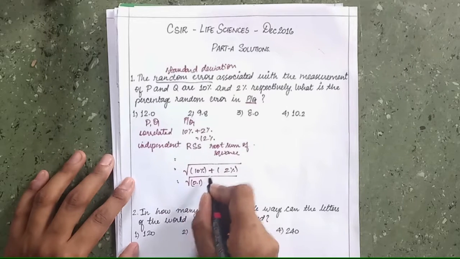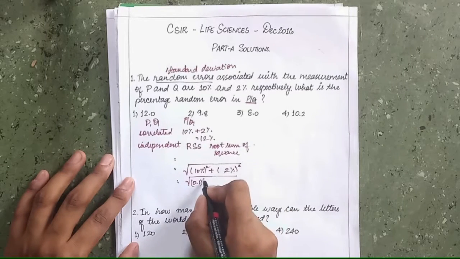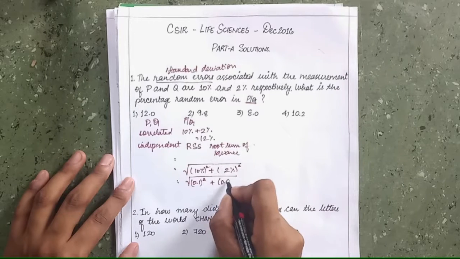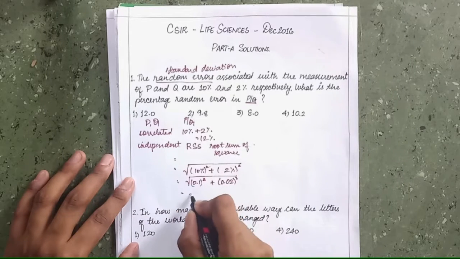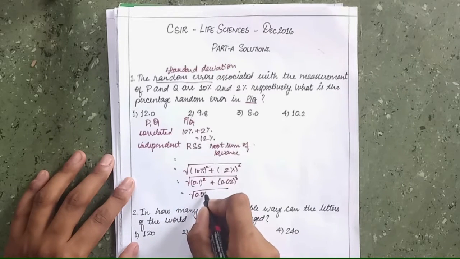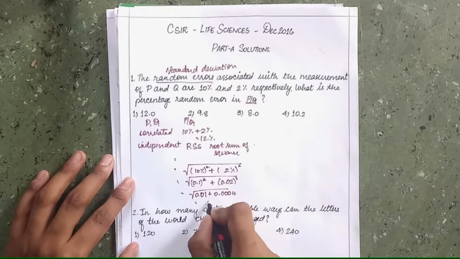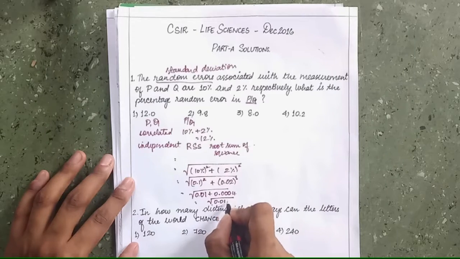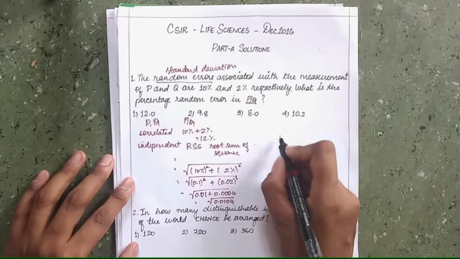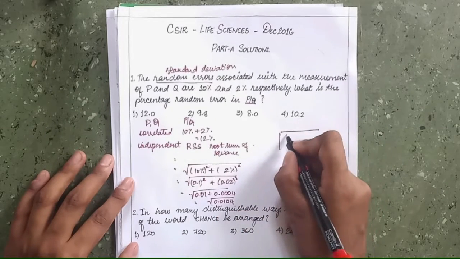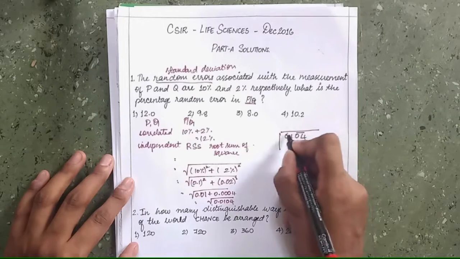10% is 0.1, squares of these values. So 0.1 square plus 0.02 square, which is 0.01 plus 0.0004, which is root 0.0104. Now the root of this value has to be found.